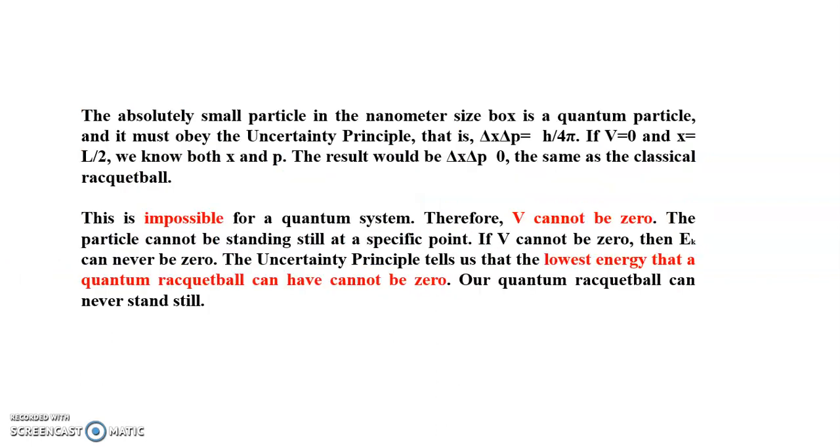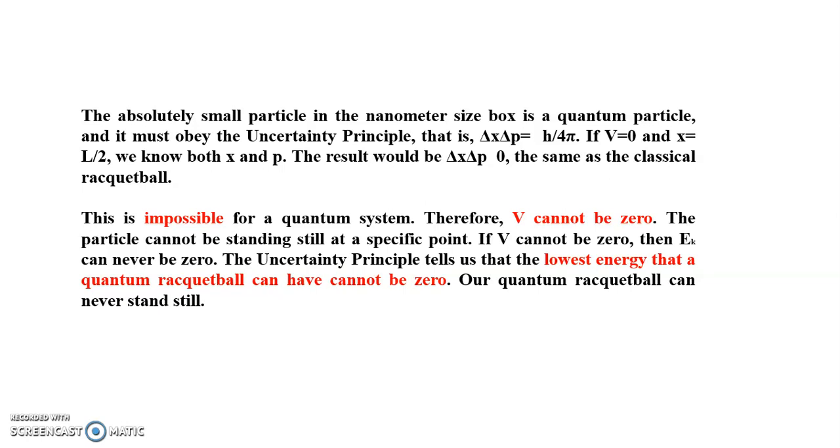Now, absolutely, a small particle in a nano-size box is a quantum particle, and this must obey the uncertainty principle, that is, del x del p is equal to or greater than h by 4 pi. If potential energy is 0 and x is equal to L by 2, we know both x and p. The result would be del x del p is 0, the same as classical racquetball. So this is impossible for a quantum system.